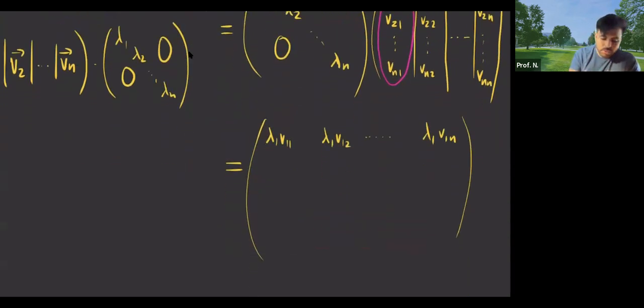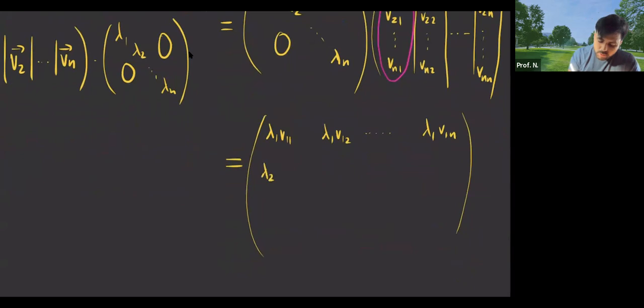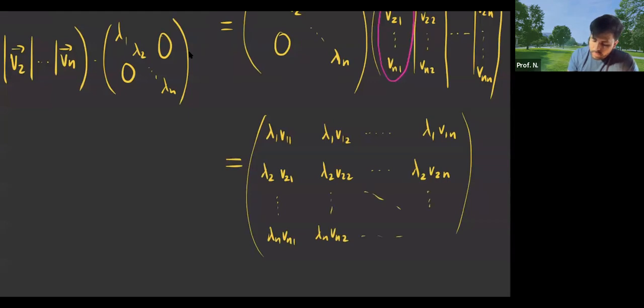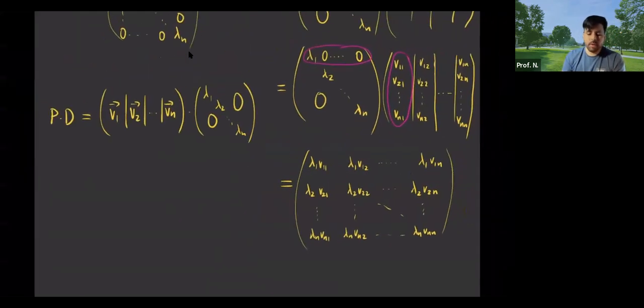And then by symmetry, what would we get? We would get lambda 2 V21, and then lambda 2 V22, all the way to lambda 2 V2n. And then so on and so forth. This would be lambda n Vn1, lambda n Vn2, all the way to lambda n Vnn. This is what would happen on this side.